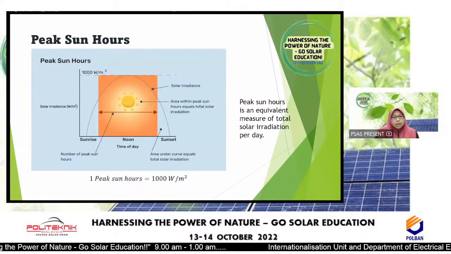Thus, it makes sense that the hours between midday and early afternoon are the peak hours for solar radiation, since the sun is higher in the sky and solar panels receive the sun's rays at the most direct angle. Conversely, peak sun does not occur during sunrise and sunset because the sun is at a lower angle in relation to the solar panel. One peak sun hour is equal to 1000 watts per meter squared.